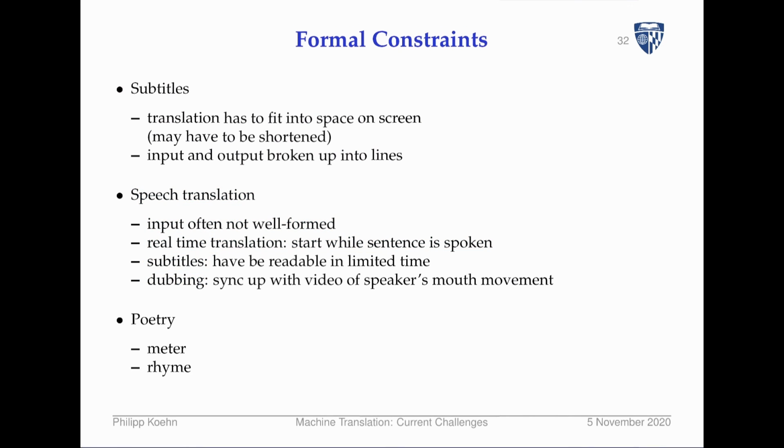Okay, here are some other examples. Poetry. So maybe you have to follow a certain meter. So you only have 10 syllables and the stress is on the third and the fifth syllable, things like that. And rhyme. If you translate something that was rhyming to begin with in the source language, you have to produce output that is also rhyming. And how do you do that? So there are all these constraints you might want to impose. And it's not at all clear how to impose any of these constraints on neural machine translation models.